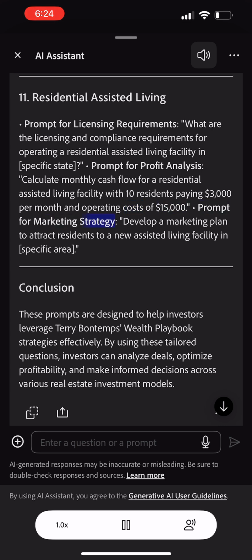Prompt for marketing strategy. Develop a marketing plan to attract residents to a new assisted living facility in specific area. Conclusion. These prompts are designed to help investors leverage Terry Bontemps Wealth Playbook strategies effectively. By using these tailored questions, investors can analyze deals, optimize profitability, and make informed decisions across various real estate investment models.